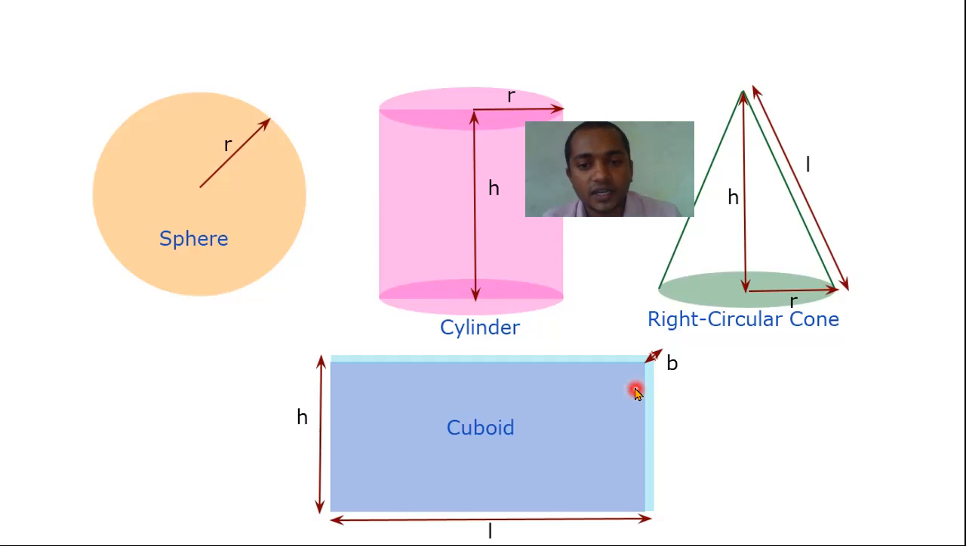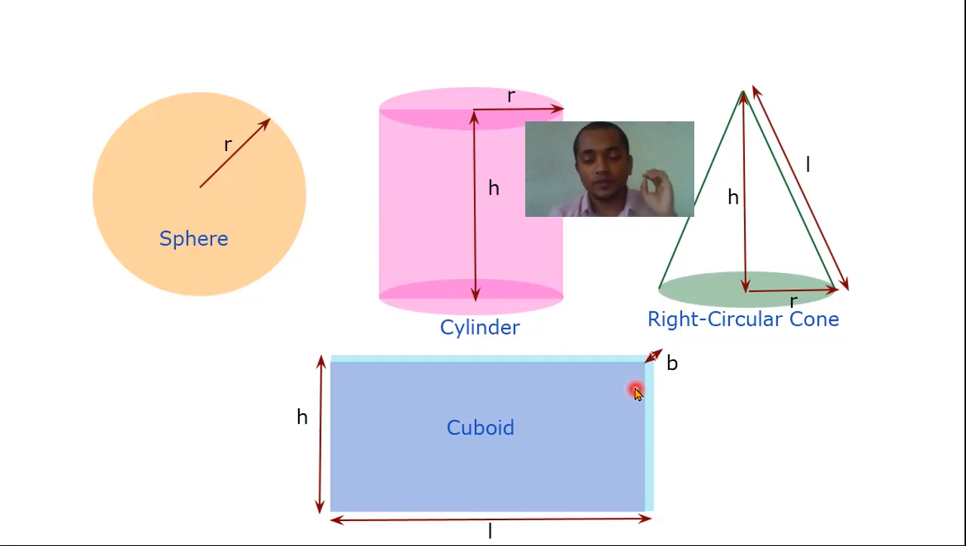Similarly, when we are dealing with the right circular cone, if we are talking about the curved surface area, then the formula is pi r l. Okay? Pi r l. And if you have to find out the total surface area, then the total surface area will be pi r l, meaning curved surface area, plus the area of the base. The area of the base will be pi r square. So the total surface area will be pi r l plus pi r square.